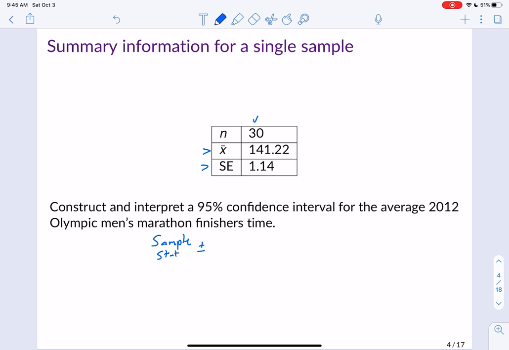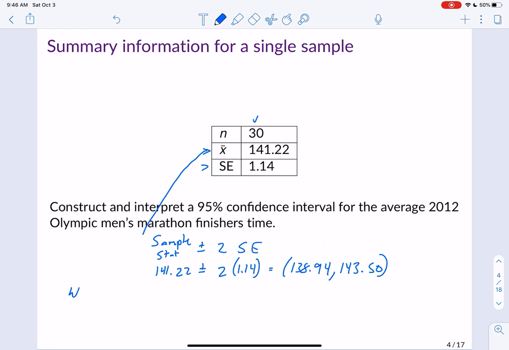Plus or minus 2 times the standard error. So it'll be the sample statistic plus or minus 2 times 1.14. That'll be 1.4122. If you expand that out, that's going to equal 138.94 and 143.50. And our sample statistic is our X bar up there, just in case that wasn't clear.